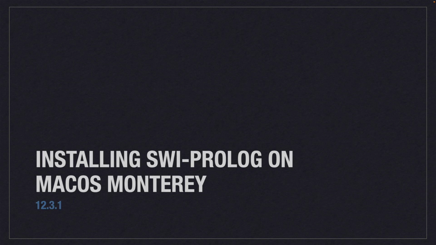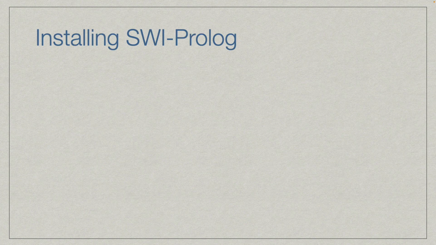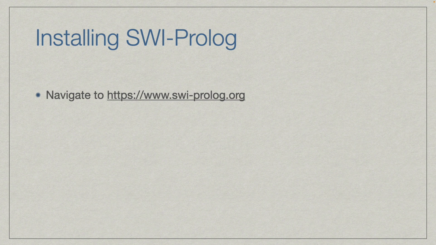In this video, we're going to talk about how to install SWI-Prolog on macOS. So to install SWI-Prolog, the first thing you need to do is to navigate to www.swi-prolog.org. That's the homepage for the SWI-Prolog project.